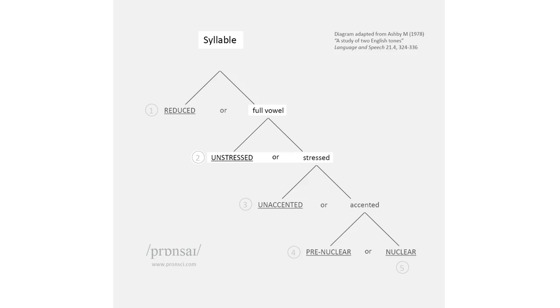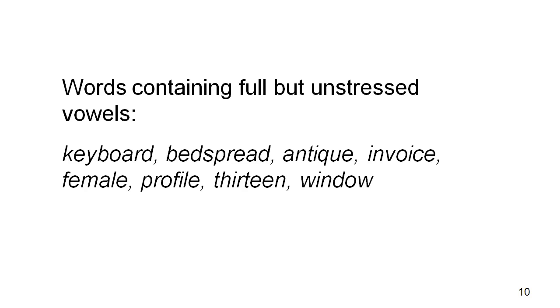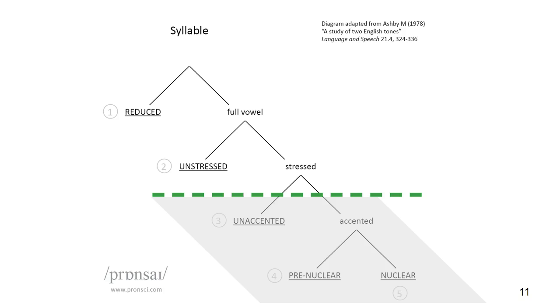An unstressed syllable containing a full vowel has the second level of prominence. For example, take the second syllable of keyboard. Key contains a full vowel and is stressed, but board contains a full vowel and is not stressed. Here are some other examples of full but unstressed syllables in the words on the screen. A stressed syllable is more prominent than an unstressed one, and the next video this week is about what native speakers do in order to stress a syllable.